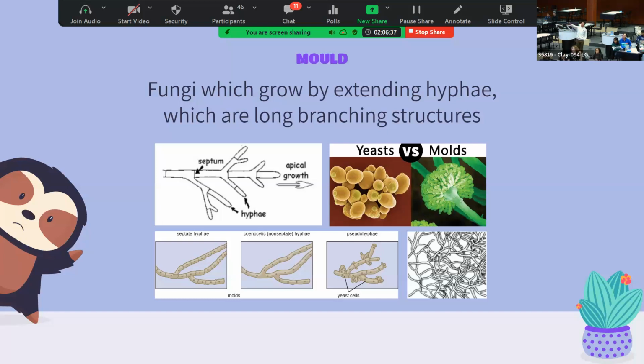The fuzzy bits on the end of the hyphae are called sporangia. They hold spores, and that's how they reproduce. And then they form something called mycelium, a network of hyphae, shown in the bottom right-hand corner. In terms of the hyphae, you can also have septate hyphae and non-septate hyphae. The main difference is whether or not it's segmented, separated, or one long tube.